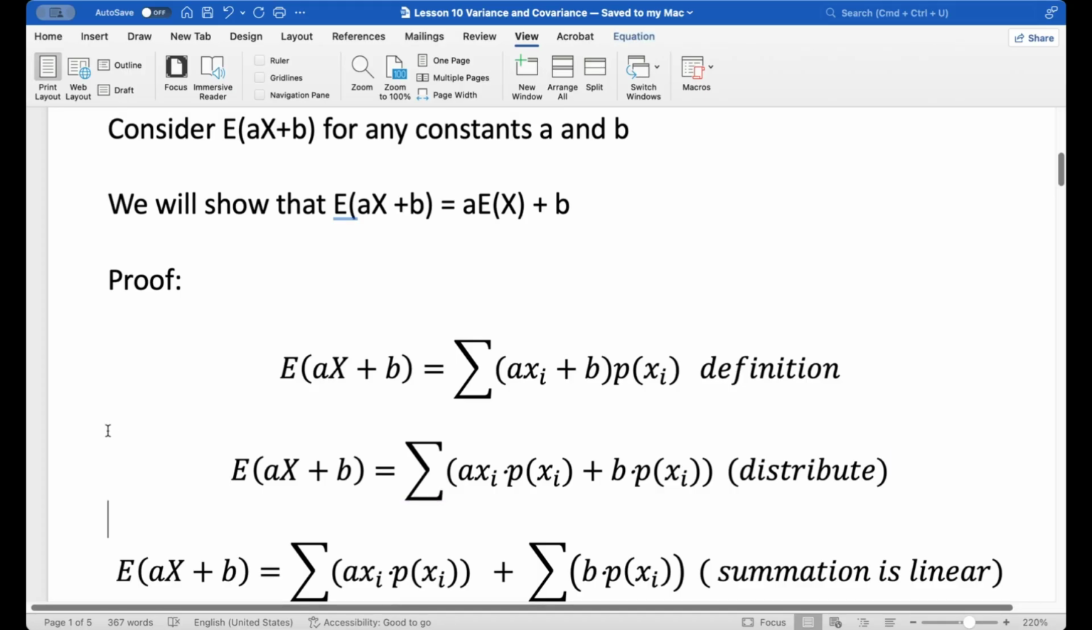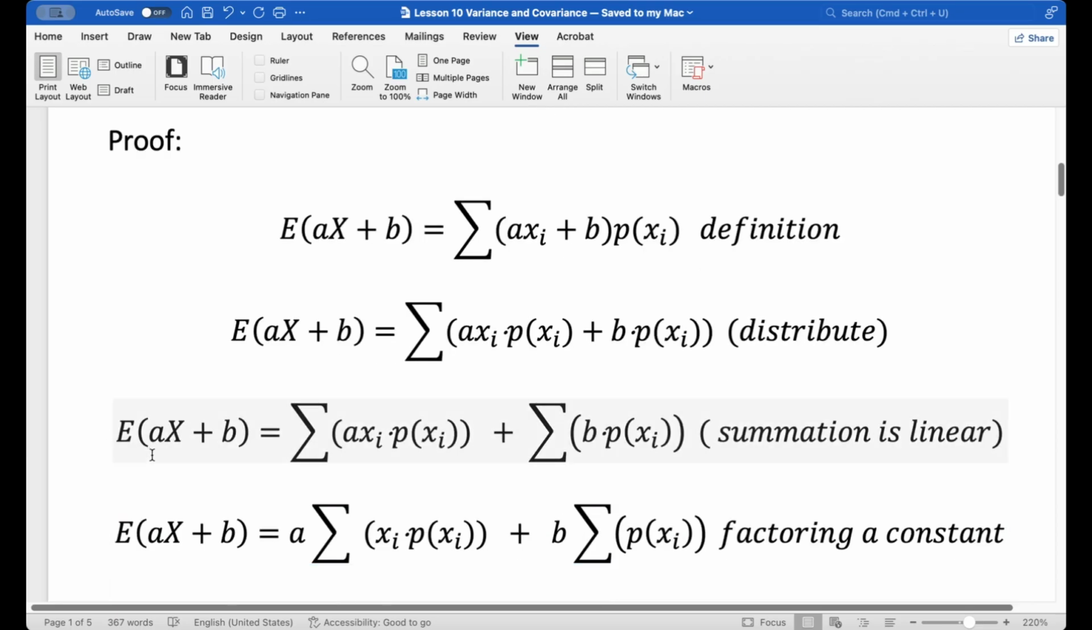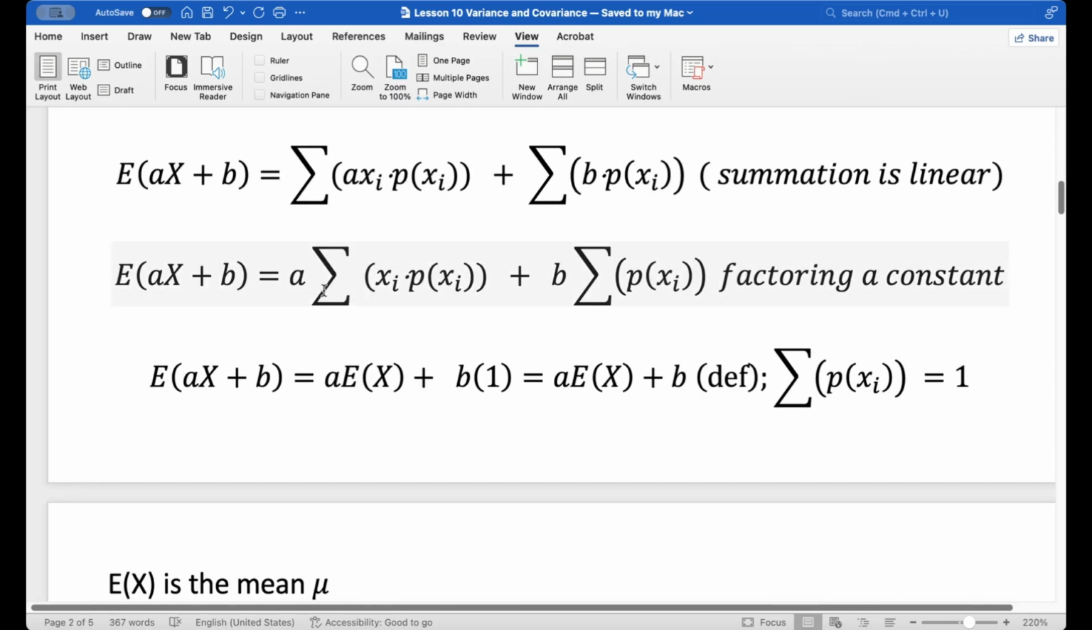And then in the next step, we factor out the constants here. a can be pulled in front of the sum as well as b. Now notice in this first expression here, we have the expected value of x. In the second expression, we're summing the probability mass function p, so that has to sum to one whole. So we're left with a times the expected value of x plus b times 1.